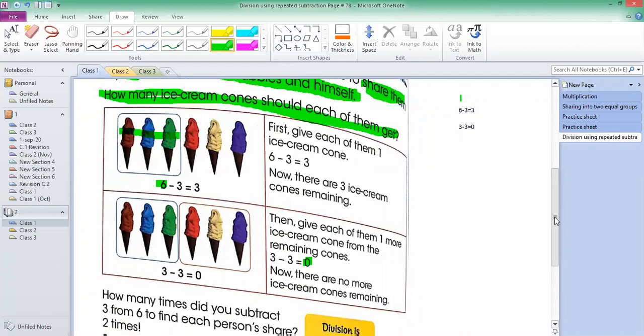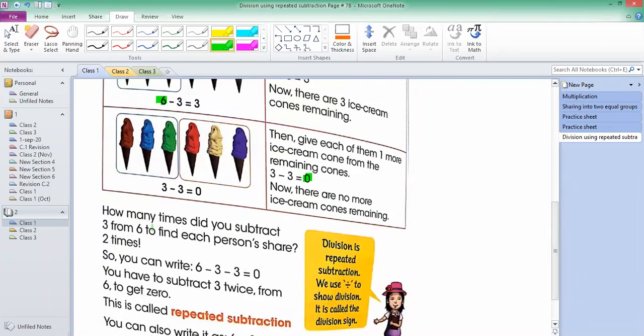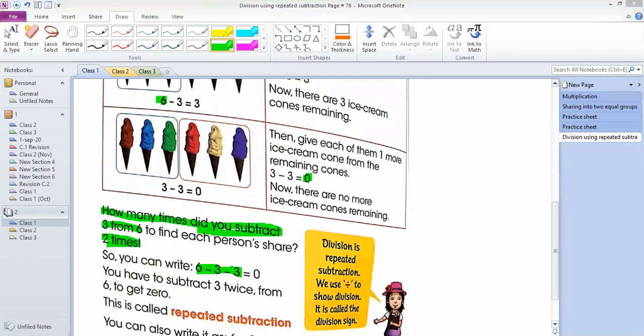So guys, for finding out the answer, what you need to do, you will check how many times you subtract 3 from 6 to find each person's share. So the answer is 2 times. First you subtract 3, 6 minus 3 you get 3. Then again you subtract 3 from 3 and you get 0. So you have to subtract 3 two times from 6 to get 0. This is called the repeated subtraction method.